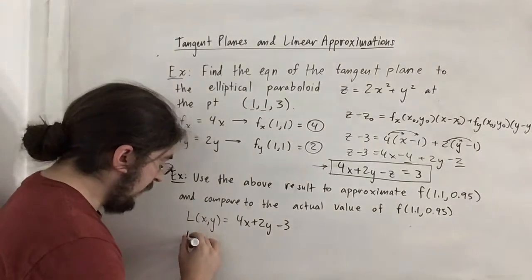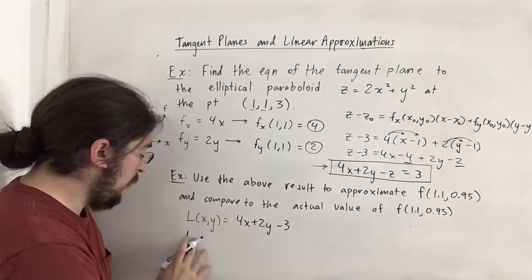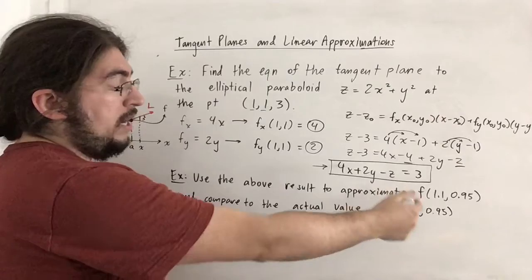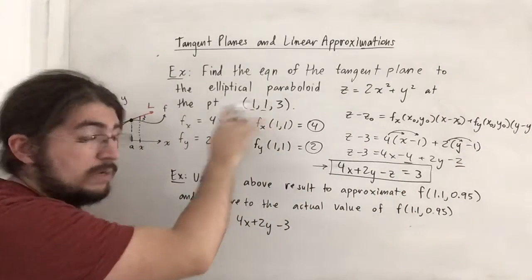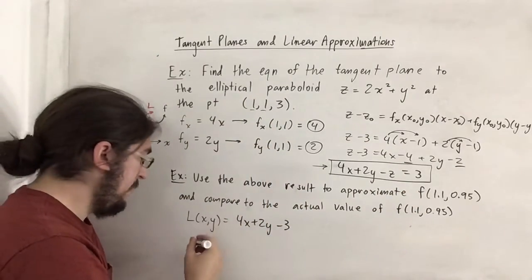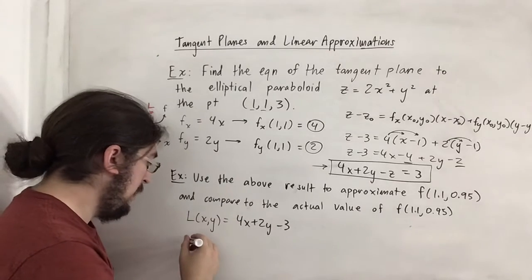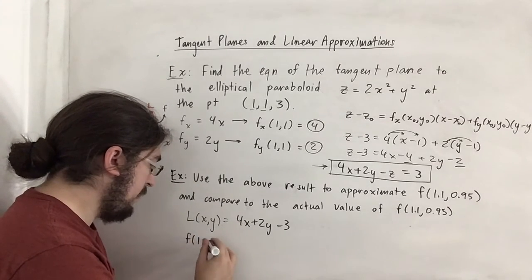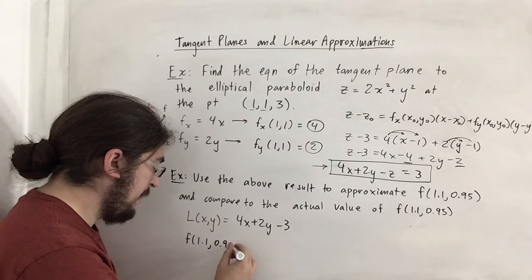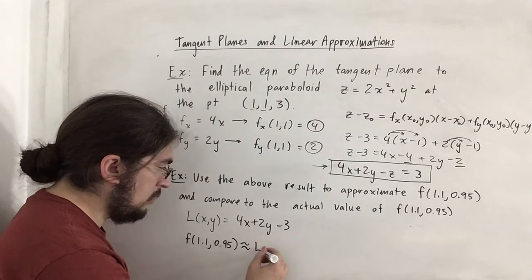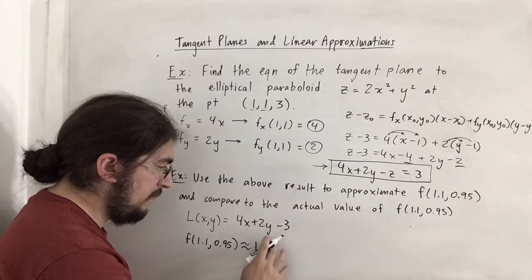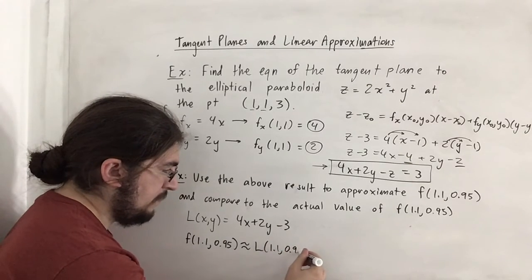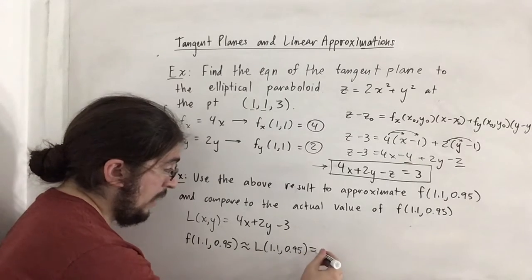And now we want to find L of this. So what we're going to say basically is the following. Since 1.1 and 0.95 is close to 1, 1, which are the x and y values of the point of tangency in this case, that means f of 1.1, 0.95 is approximately equal to L of those same values. So the inputs 1.1 and 0.95. So we're going to actually plug them in.